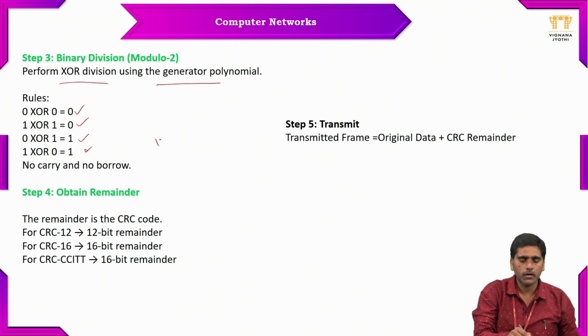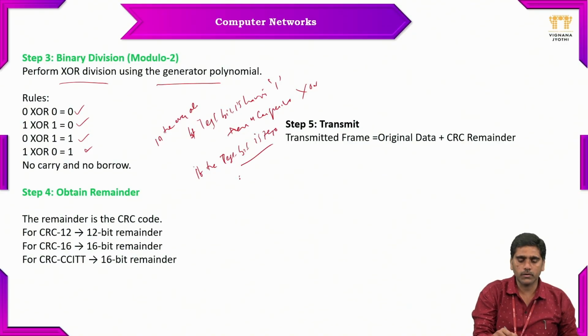In the overall bits, if the leftmost bit is 1, then you perform the XOR division again. If the leftmost bit is 0, then you leave that 0 and move on, and obtain the remainder.